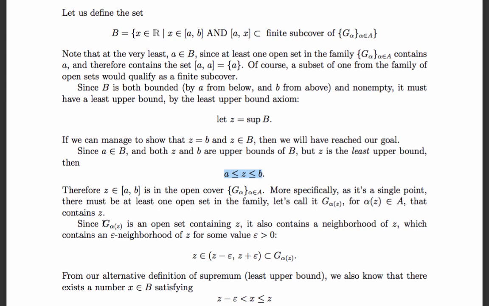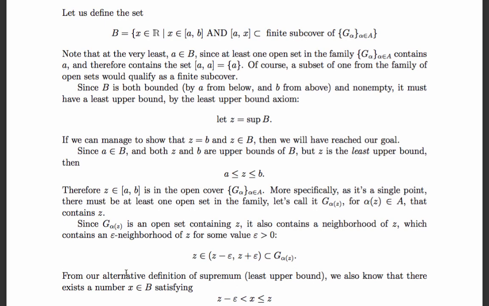Let's also analyze this open set G alpha of Z. Right? It's an open set containing Z. It also contains a neighborhood of Z, right? Because that's what it means to be an open set containing Z. It contains a neighborhood of Z, which contains an epsilon neighborhood of Z for some positive epsilon value. Of course, you know Z is in an epsilon neighborhood of Z, which is inside of the open set G alpha of Z.